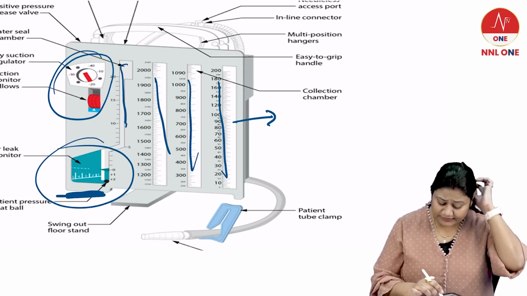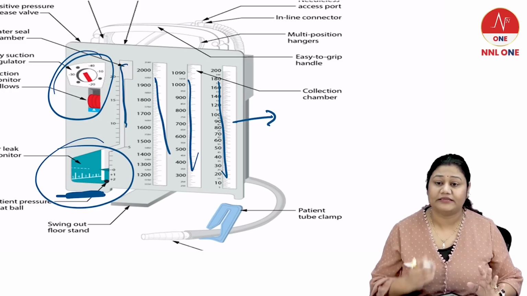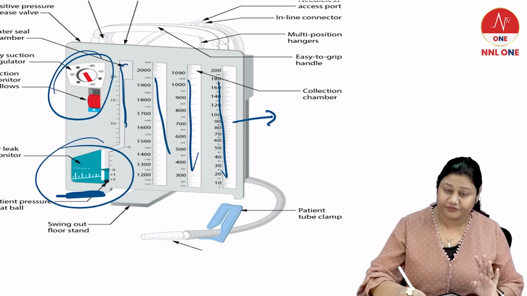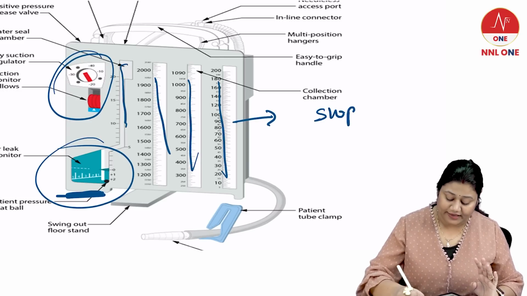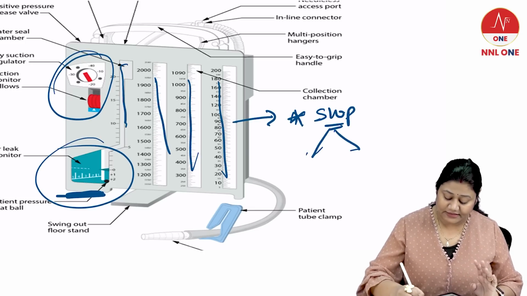Second is the water seal chamber. In the water seal chamber, we have to check for the bubbling, right? This air leak monitor, we have to check for the bubbling, and if the bubbling stops, if there is no bubbling, then what could be the reason? Two reasons.